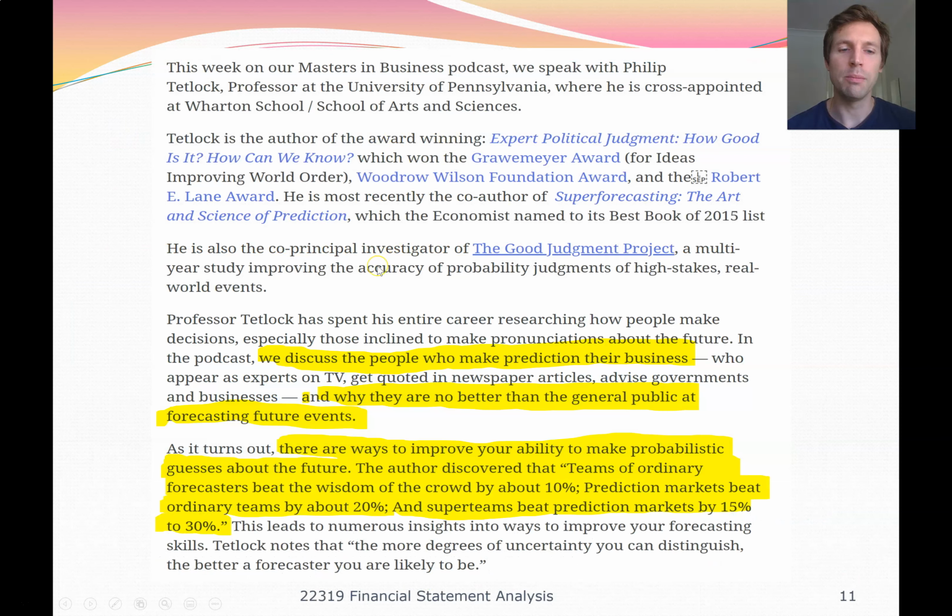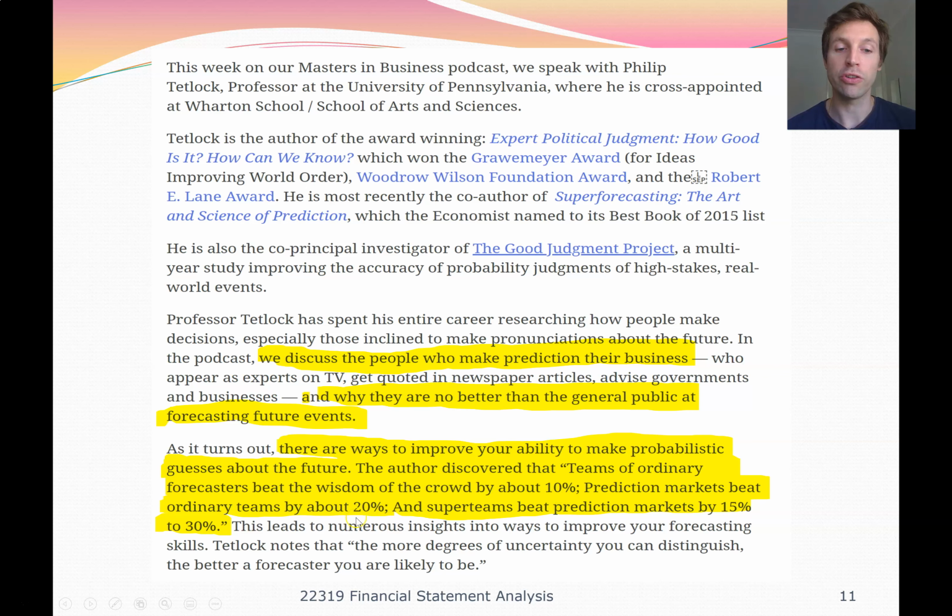A little bit of a discussion about the podcast with Philip Tetlock that I've just recommended. He says, we discuss the people who make predictions in their business, experts on TV like I just discussed, and they're not really better than the general public at making these predictions. Then they discuss, based on his research, how you can actually improve your own forecasting. First, he says, teams of ordinary forecasters beat the wisdom of the crowd by about 10%.